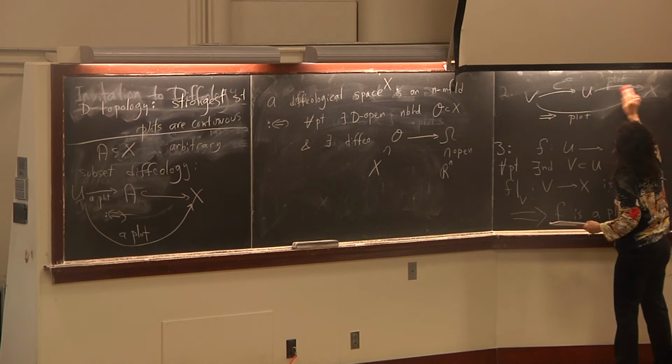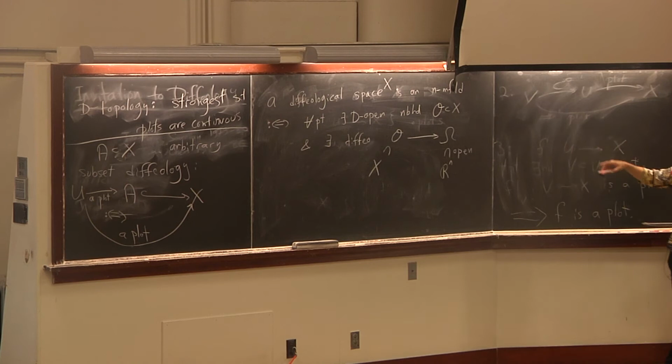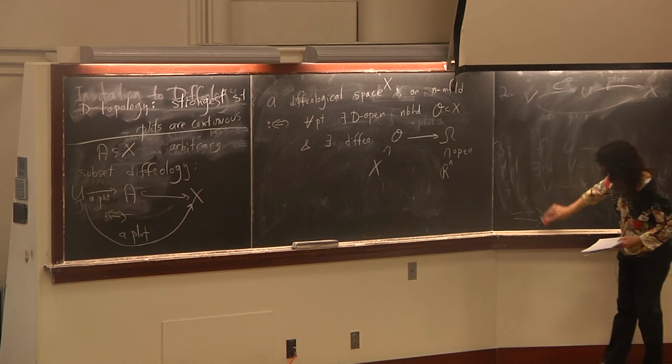Now, if the diffeological space satisfies this property, then these local diffeomorphisms do form an atlas in the usual sense with respect to the D topology.